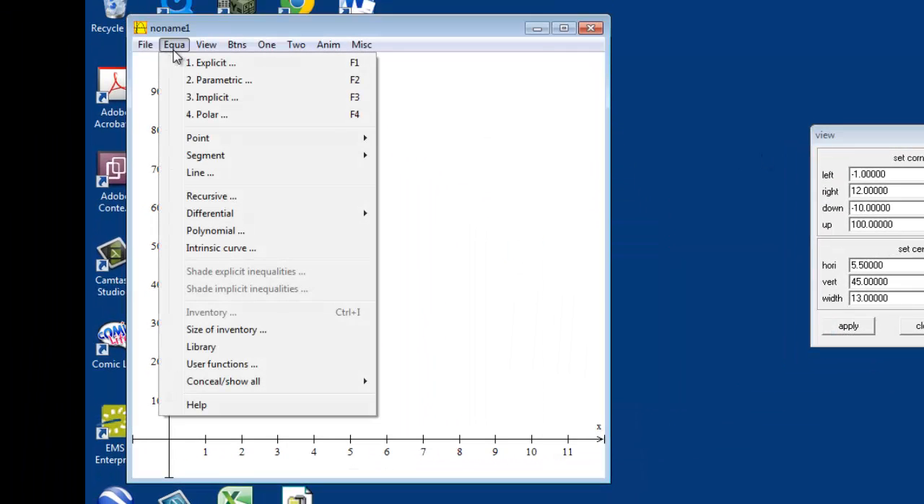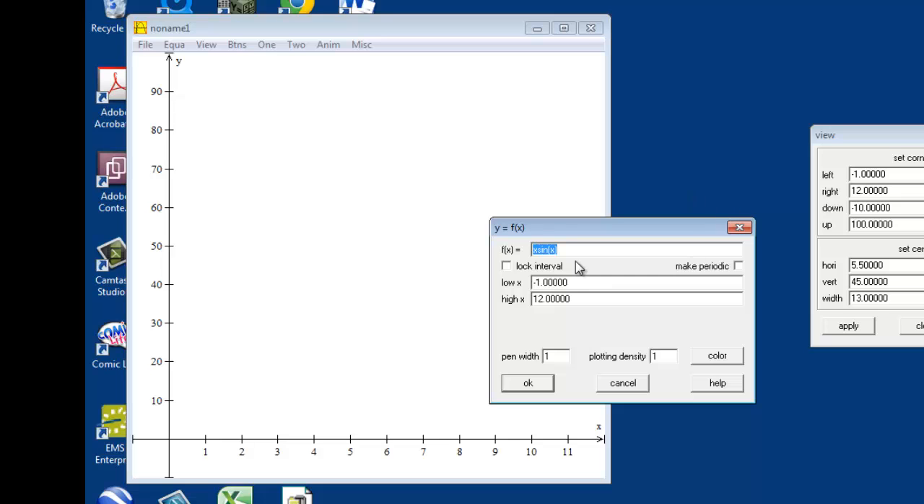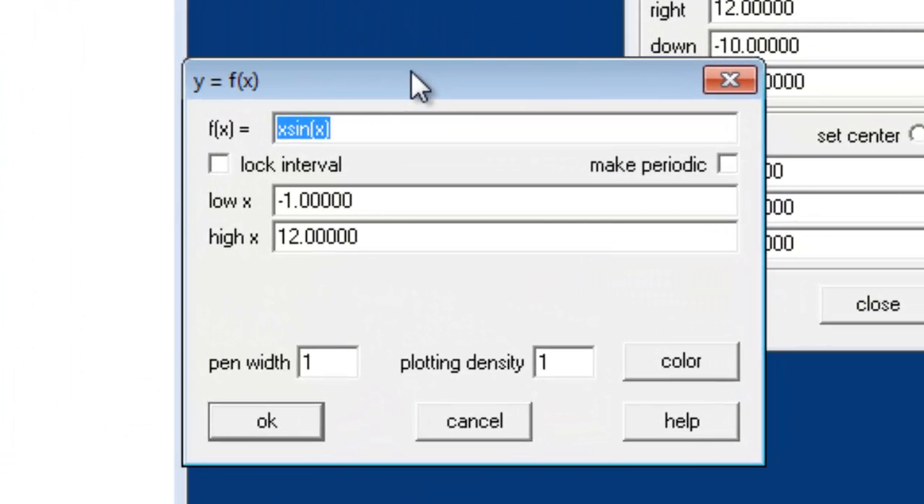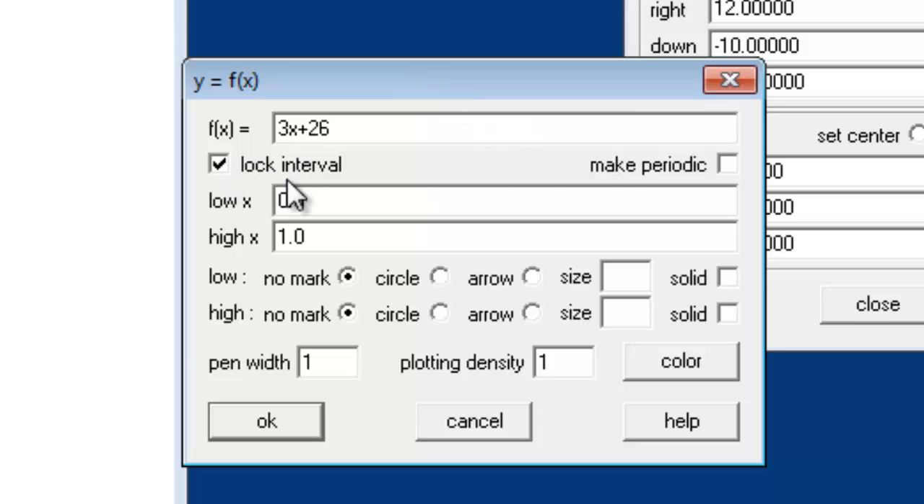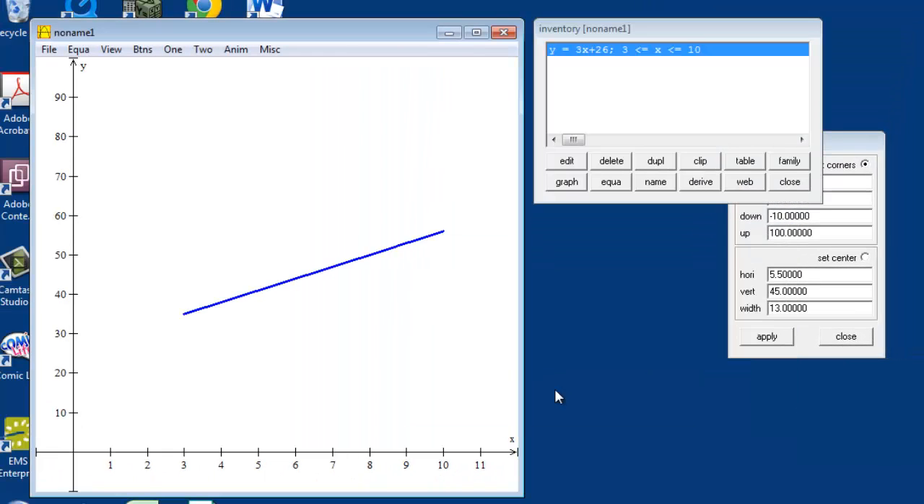Now we'll enter our equation, which was an explicit equation. The equation was 3x plus 26. Now here's the easy part. We want to lock the interval. Which values of x do we want to see this equation for? The low would be 3, and the high would be 10. I always like to make it a little thicker, and let's make it blue. There we go. And say OK. And we get our restricted domain graph.